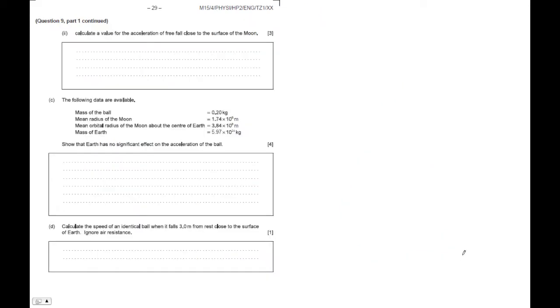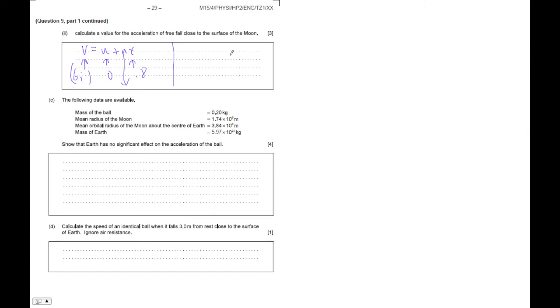Okay, so now let's look at the second part. Calculate the value for the acceleration of free fall close to the surface of the moon. Well, now there's 2 ways to do that. You can either go v is u plus at, and I think you figured out the velocity at, say, 0.8 seconds. You found the final velocity. That's your answer to B, letter I. And the initial velocity is 0, so you could figure out the acceleration from that.